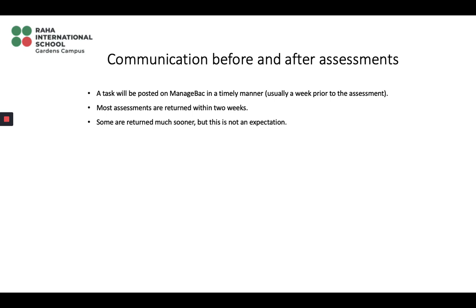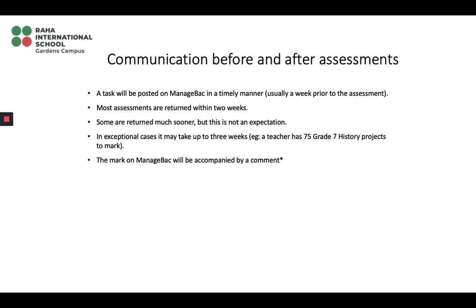Some, for example a short maths test, might be returned a lot sooner. However, this is not an expectation. In some cases, it could take longer. As I've said here, for example, if one teacher has 3 grade 7 classes, they've got at least 75 projects to mark, and these things take time. So just painting the picture for you there.